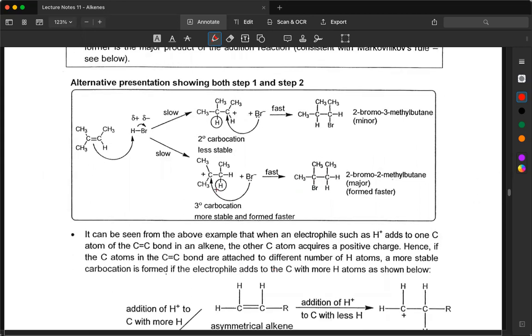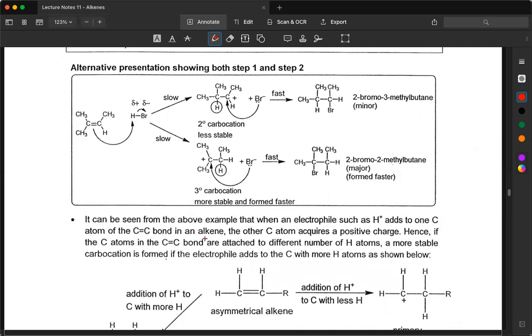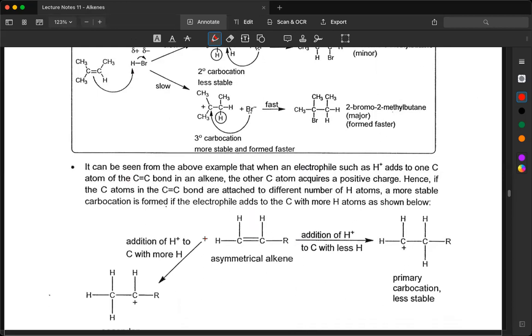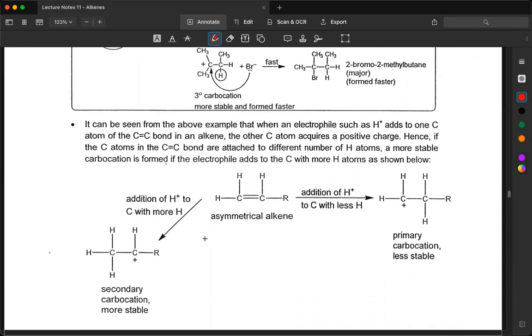It can be seen from the above example that when an electrophile such as H+ adds to one carbon atom of the C=C double bond alkene, the other C atom acquires a positive charge. So if the C atoms in the C=C double bond are attached to different numbers of H atoms, a more stable carbocation is formed if the electrophile adds to the C with more H atoms, as shown. So the H will add to the... okay. Let's say you have this asymmetrical alkene, meaning you have one R here. So that makes it asymmetrical, not the H here, but it changed it to R.